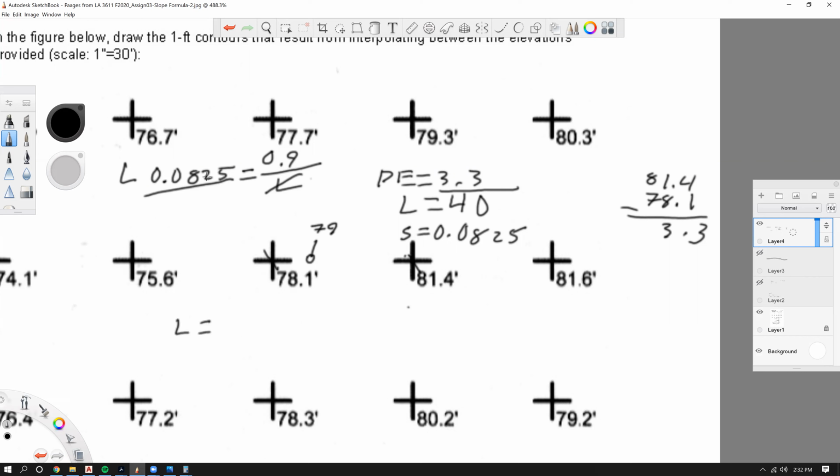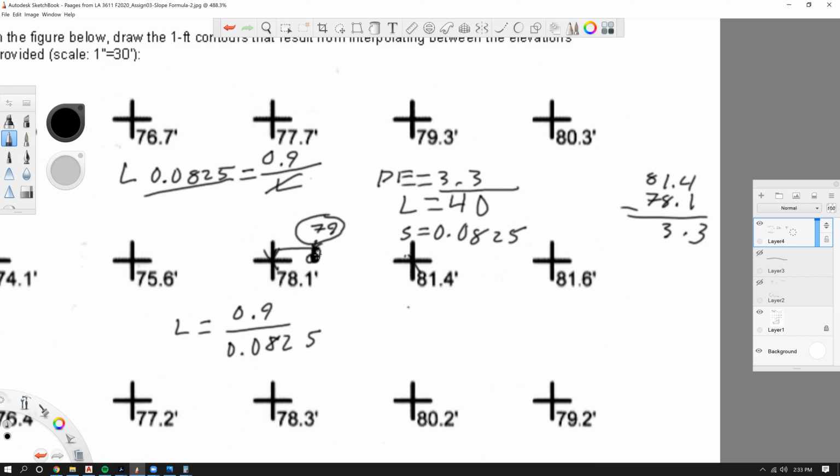The L and the 0.0825 are literally just switching places. So L equals 0.9 over 0.0825, and that will give us the length to the next point. So 0.9 divided by 0.0825 equals 10.9, or 11. We'll round that up to 11. So you're going to take your scale ruler and measure 11 feet, however much that's going to be, and put a point, and that point is going to be 79.